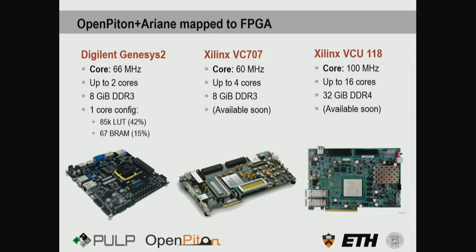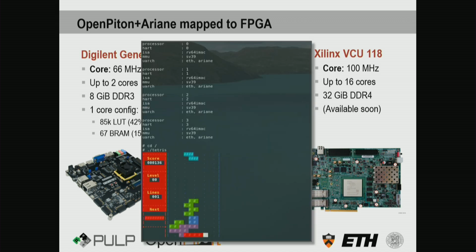And depending on what kind of FPGA you have, you can actually deploy the system there with various configurations. So if you have a smaller board, you can go for 2 cores, or if you have a bigger board, you can go up to 4 or 16 Ariane cores working with each other. And you can boot Linux on that. It works well. You can see every Ariane core as a separate processor there, and you can even play Tetris on that over the network. So it's actually pretty neat setup.